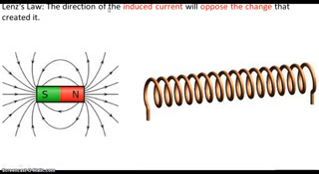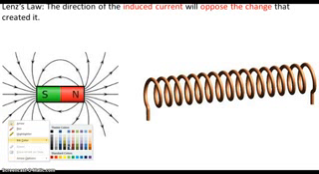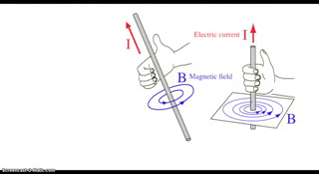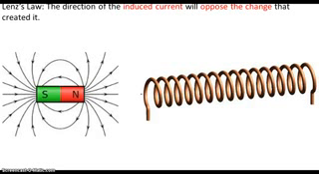Lenz's law says the direction of the induced current, that's the current that's created in the wire, will oppose the change that created it. So what does this mean? Well, there's going to be a current in this wire, right? And whenever you have current in a wire, a magnetic field is going to be produced. The key is that the magnetic field that's produced is going to oppose any change.